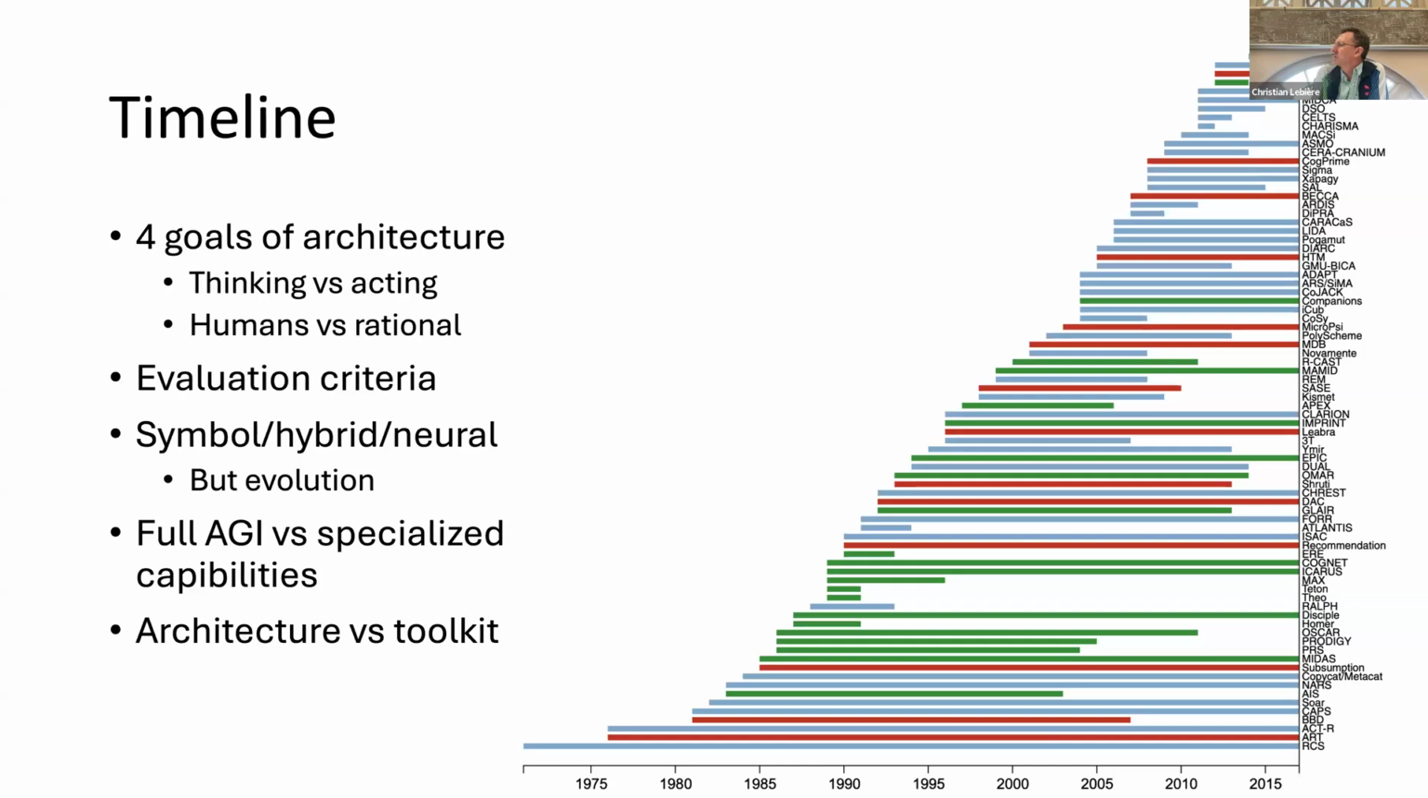The coding itself is interesting because it indicates the diversity there, where red refers to purely neural architectures, blue refers to hybrid architectures, and green refers to symbolic architectures. And you can see that there are different phases. For example, in the 80s, symbolic architectures turned out to have a period of popularity, whereas more recently, neural and hybrid architectures have come to dominate.